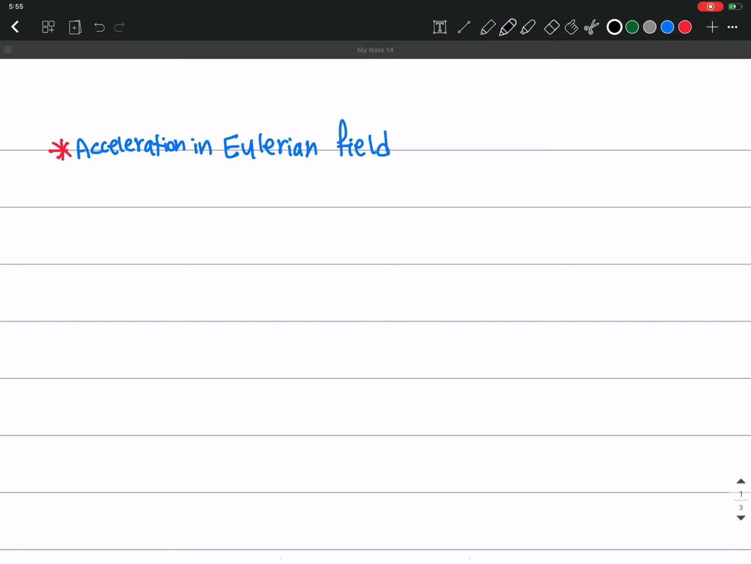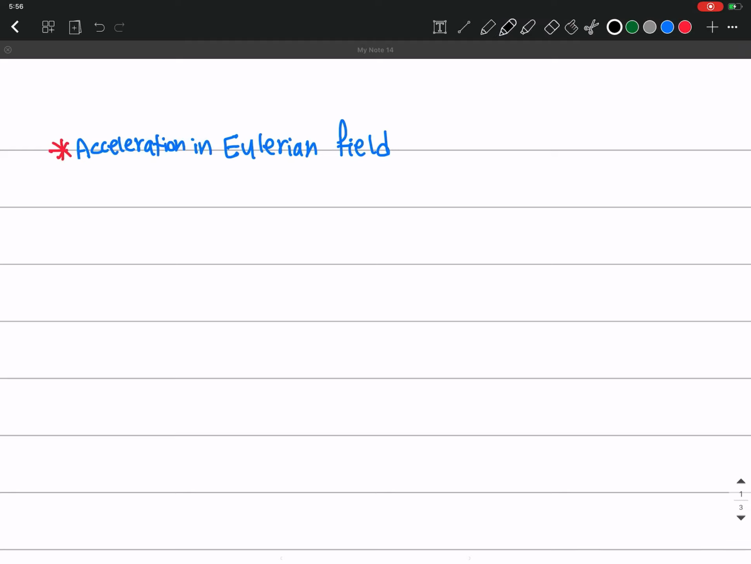Hello everyone. In this lecture, I'm going to derive the acceleration in fluids in the Eulerian field as well as the Lagrangian acceleration. After that, we are going to talk about control volumes again. What are the implications of large and small control volumes in fluids? And after that, we will derive the hydrostatic pressure equation using a small control volume. Okay, so let's get started.